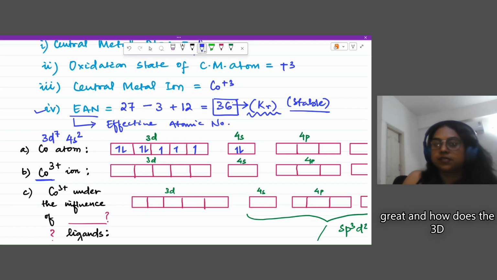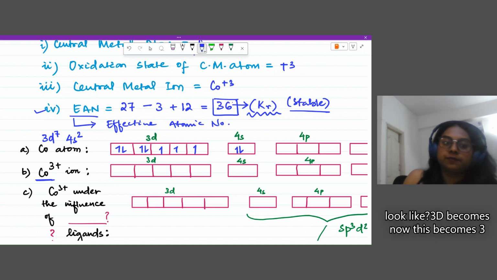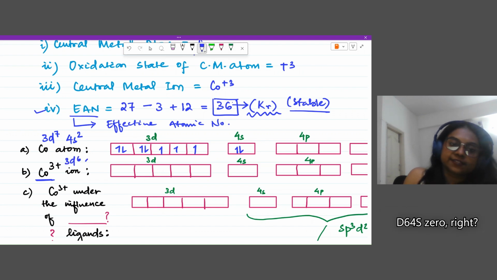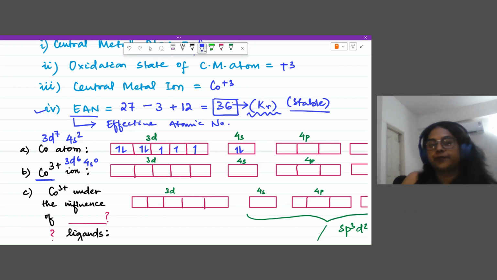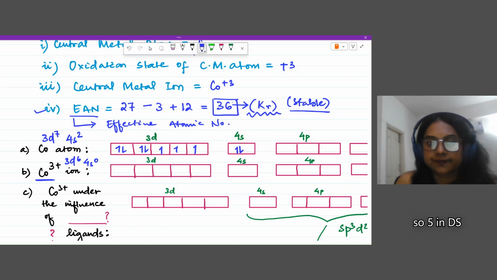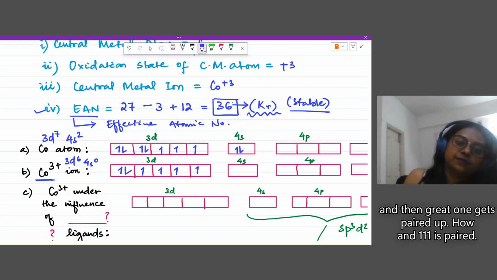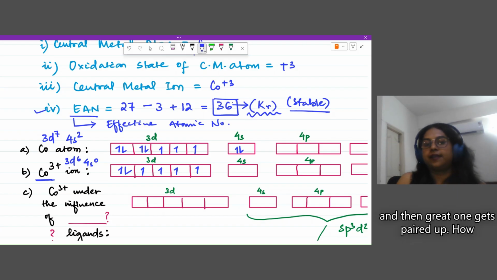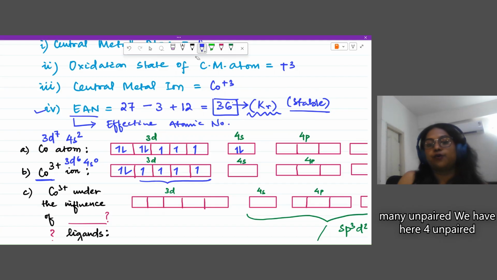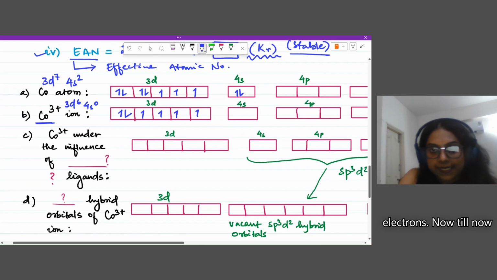And how does the 3d look like? 3d becomes 3d6, and 4s is 0, right? So how do you fill up 3d6? Five in d's: one, two, three, four, five. And one then is paired. Great, one gets paired up. How many unpaired do we have here? Four unpaired electrons.